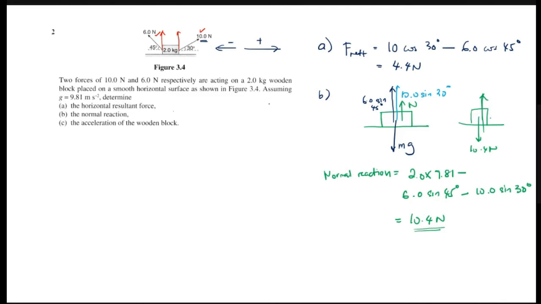Of course, the table will push up also with 10.4 Newton pushing upwards. So the box is pushing downwards with 10.4 Newton, and the table pushes the box with 10.4 Newton upwards, right? Because it is in equilibrium. Unless one of them is bigger or smaller, either the box will be submerged into the table, or the box will be floating.